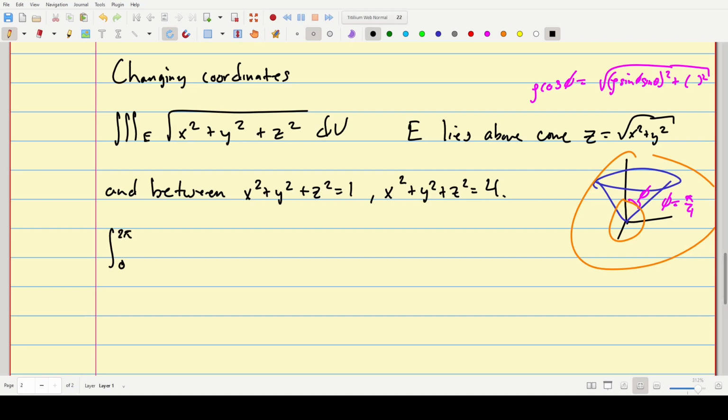Azimuth is all of it. We're going all the way around the circle. We just discussed how to handle the polar angle part. And the radius is also easy because it's the region in between those two spheres. Does this make sense? Okay.